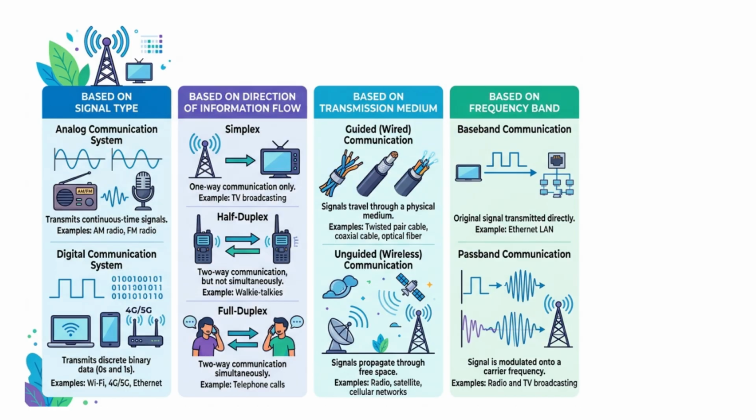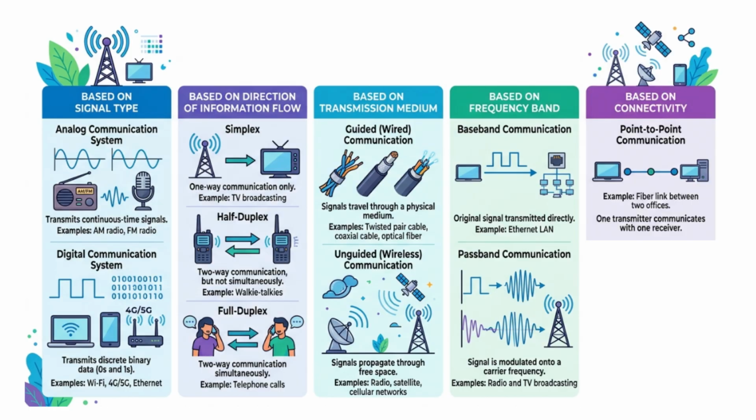Finally, we classify communication systems based on connectivity. In a point-to-point system, communication happens between one sender and one receiver. For example, a fiber optic cable connecting two offices or a private leased line between two companies. The communication is dedicated and not shared with others.